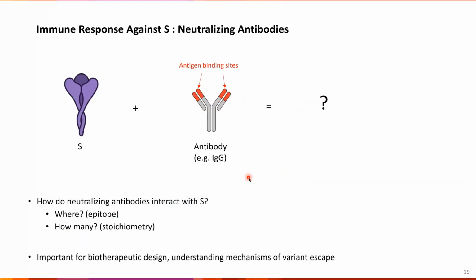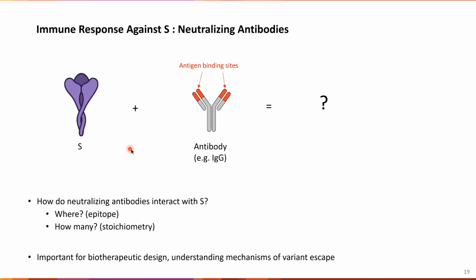Because people are quite interested in the immune response to the spike, there's obviously a lot of talk in characterizing the neutralizing antibodies that interact with the spike. So there's a lot of questions one could ask in this regard. For example, where on the spike protein can an antibody bind to? This is known as the epitope. Moreover, because the spike is trimeric and there's 3 copies of each of the domains, you may also wonder, how many antibodies can possibly bind to one spike trimer? And this is called stoichiometry.